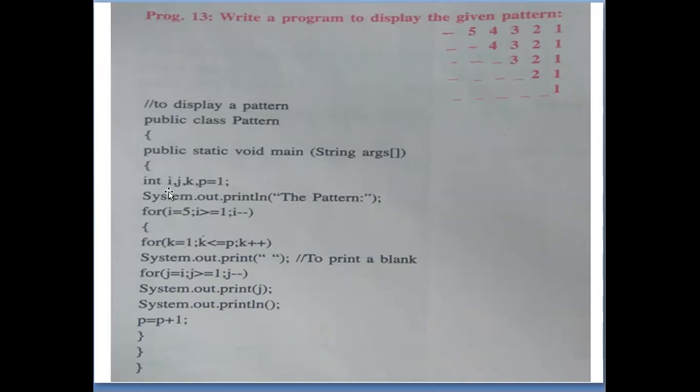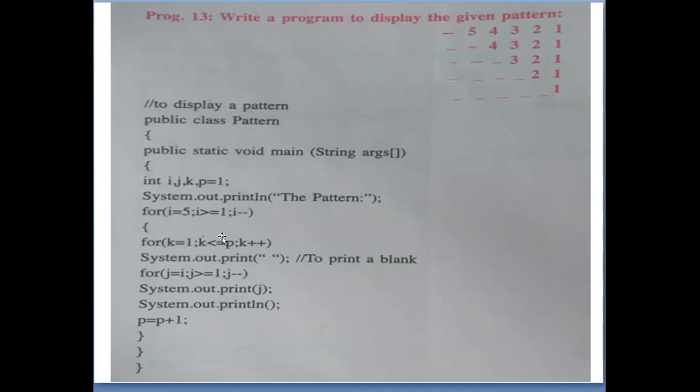See, the pattern has 5 rows of output. Here it is starting from a variable and ending with the constant. So for that reason, he took the outer loop 5 greater than or equal to 1, I minus minus. But the inner loop, he started from 1 less than or equal to p. What is the value of p? P is 1, meaning 1 is equal to 1. The condition is satisfied, so only one blank space is there. It repeats once, meaning one blank is left.